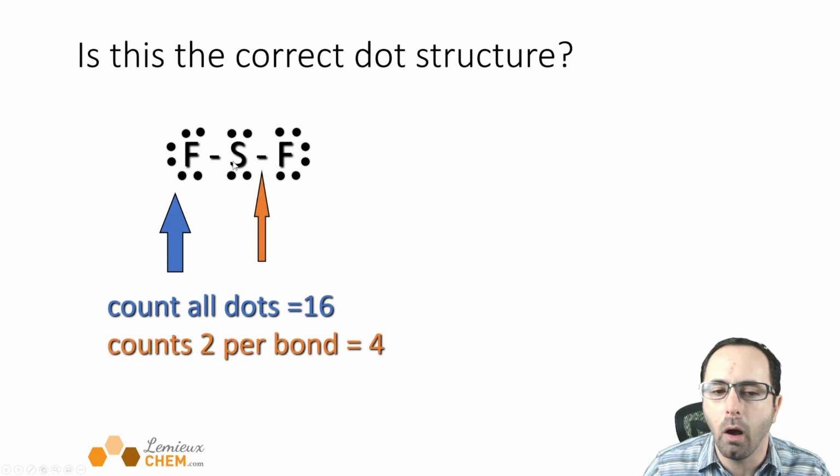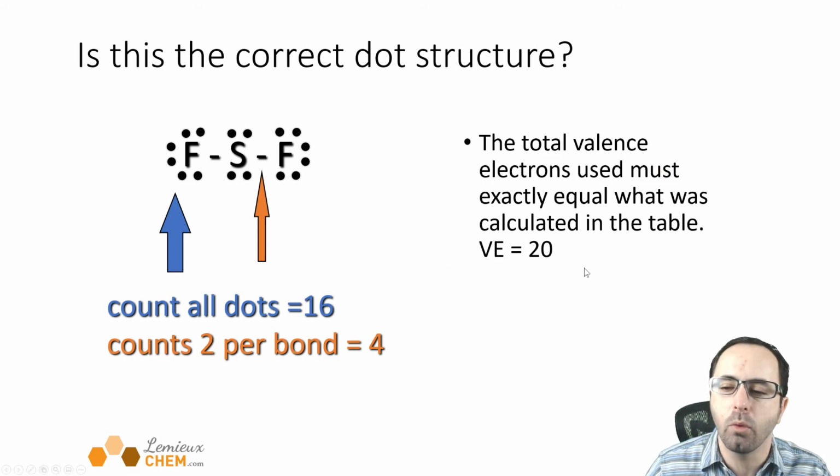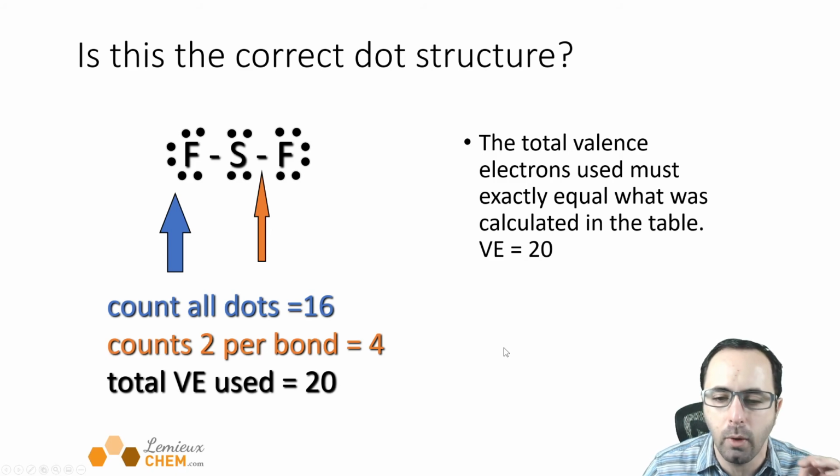Then we got 2 bonds, 2 in each of these, so that's 2 and that's 4. 4 altogether. So we had on our chart that we should have 20 valence electrons, and that is what we have. So we've checked our number of valence electrons now. That is correct: 20 valence electrons, just like we counted up at the beginning.